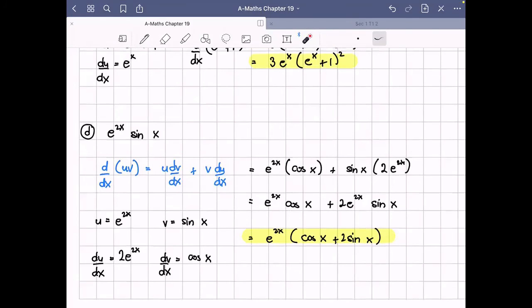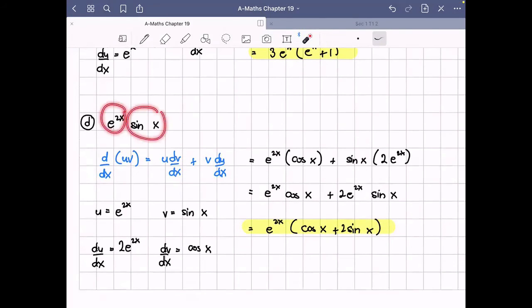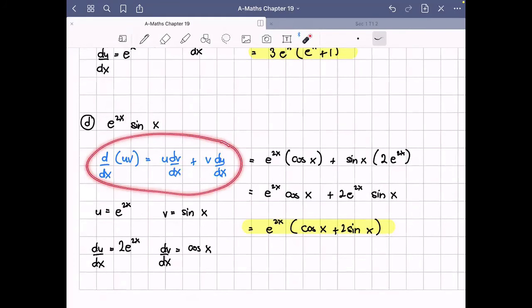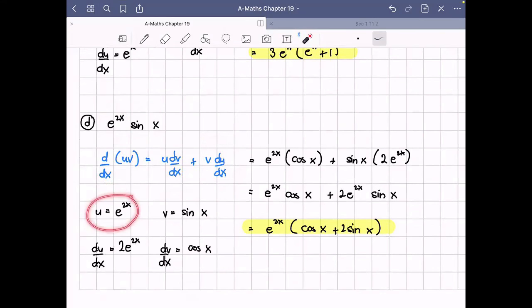And then, okay, let's have letter D. Now, letter D is product rule because you have two different terms here. So you have e raised to 2x and then times sine x. So again, this is product rule. So this is your formula for product rule. So what is u? U is e raised to 2x. So getting the derivative of u, we know that we will get 2 times e raised to 2x. And then your v is sine of x. And then getting the derivative of v is cosine x.